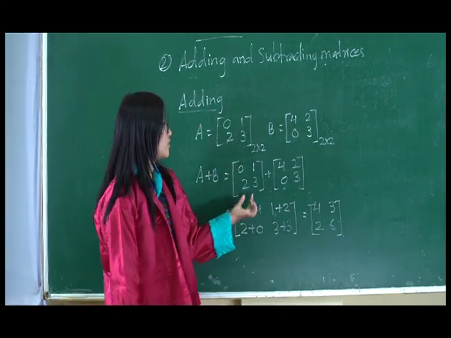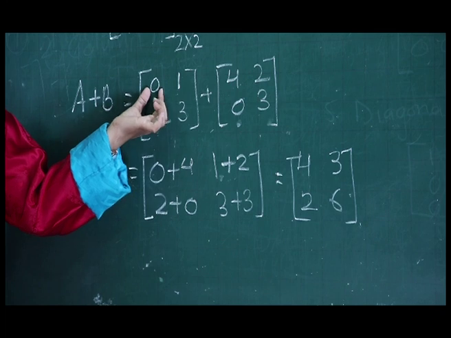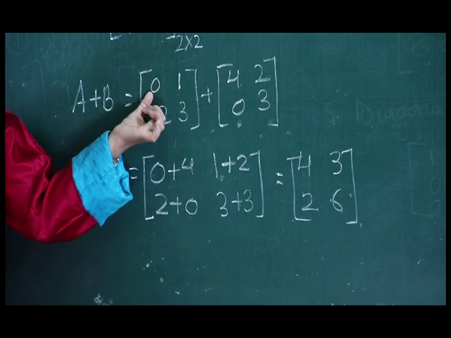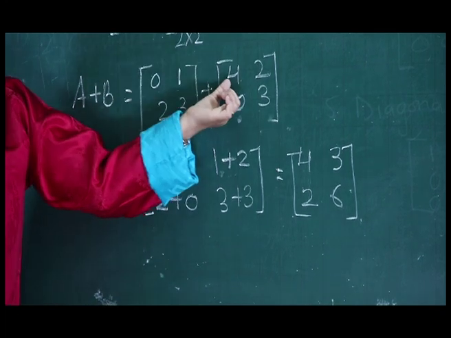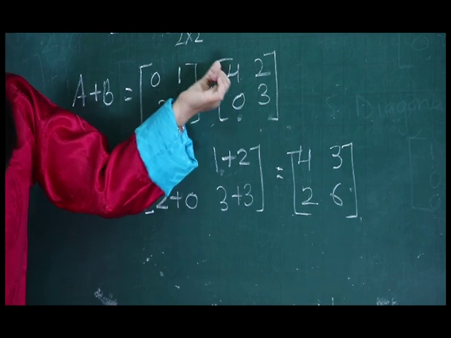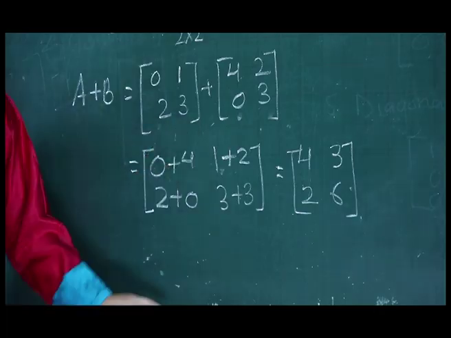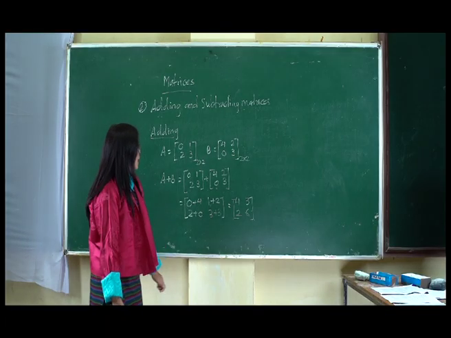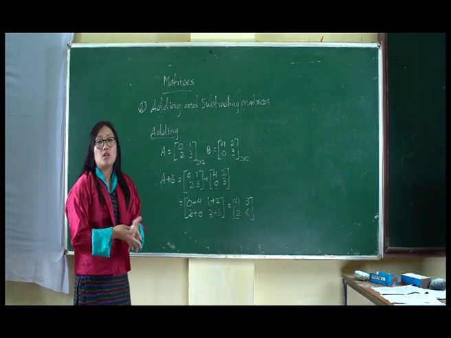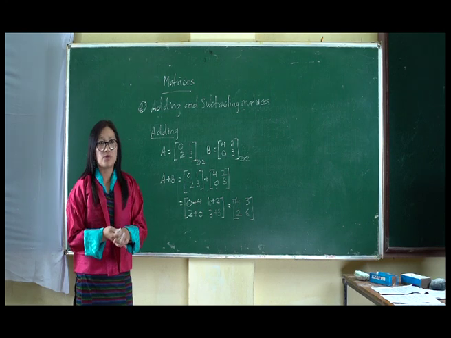So this is how we add the matrices. If you look into the rule carefully, the element in the first row and first column has to be added to the element in the first row and the first column of the second matrix. So this is how we add matrices. Now similarly, we'll look into how to subtract matrices.